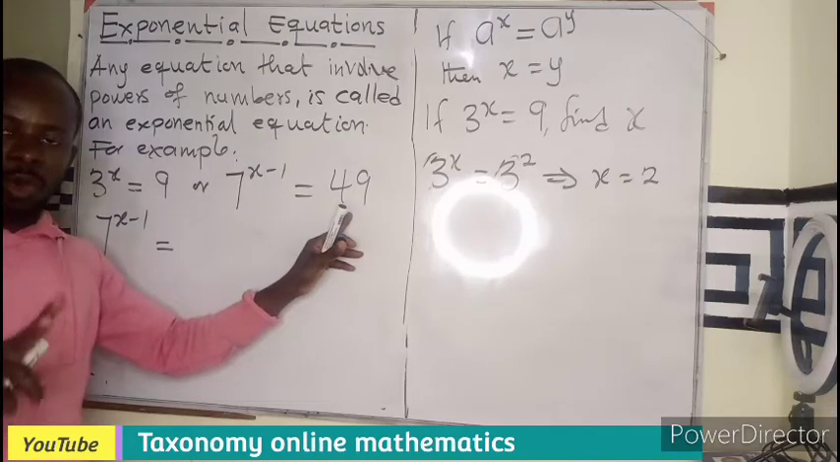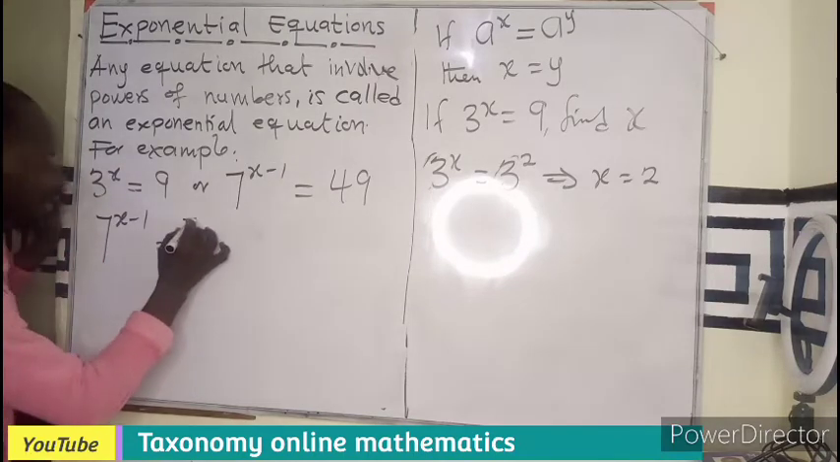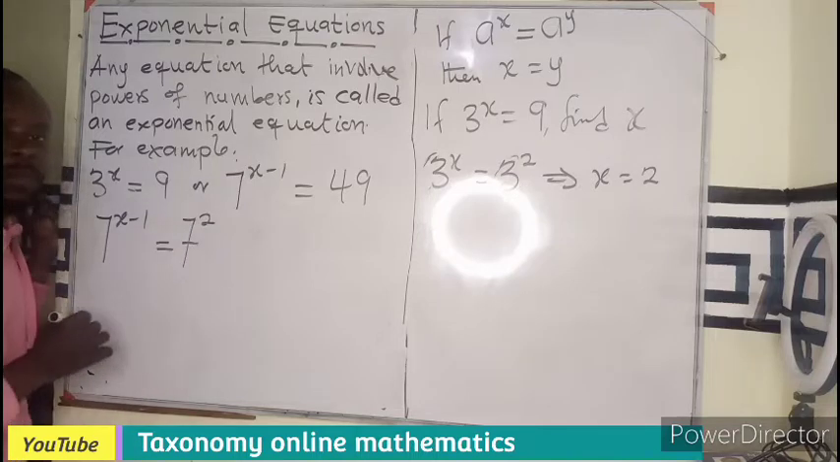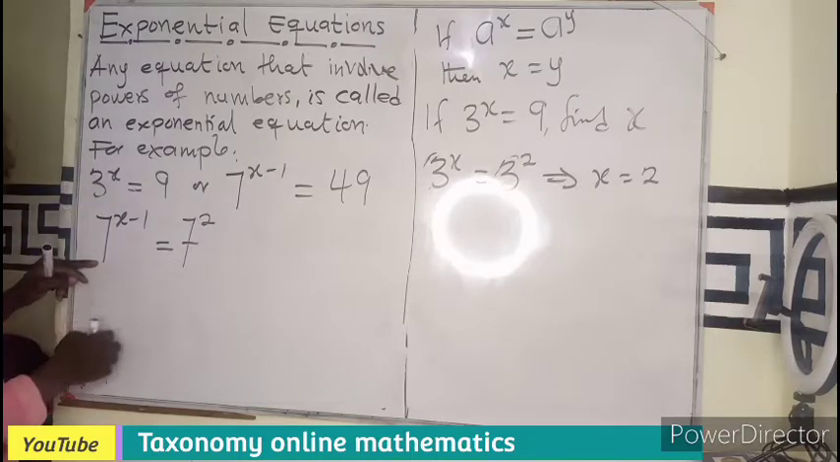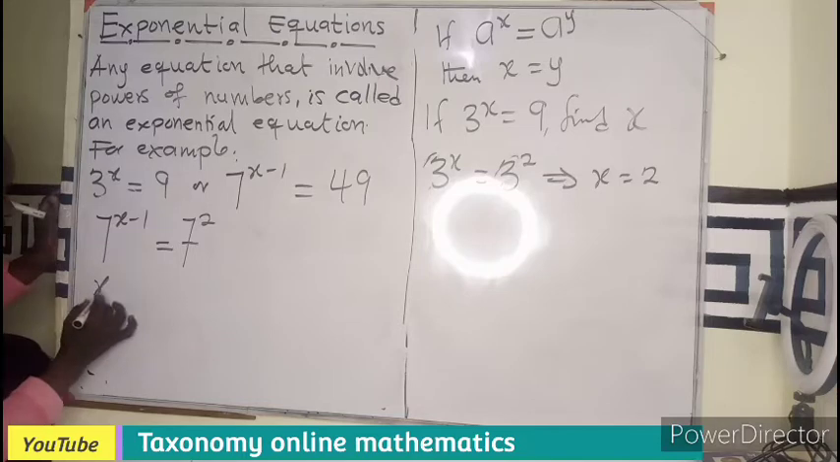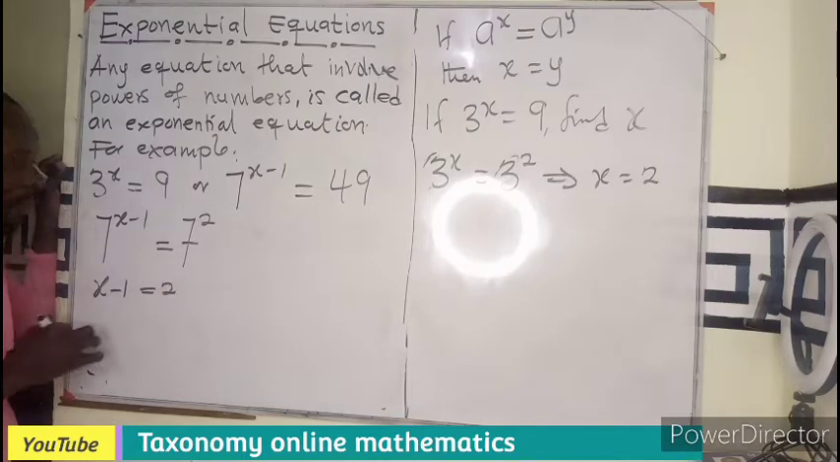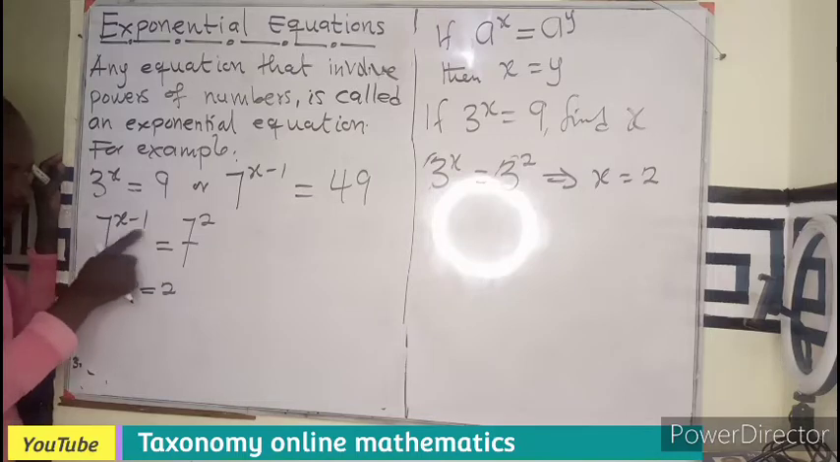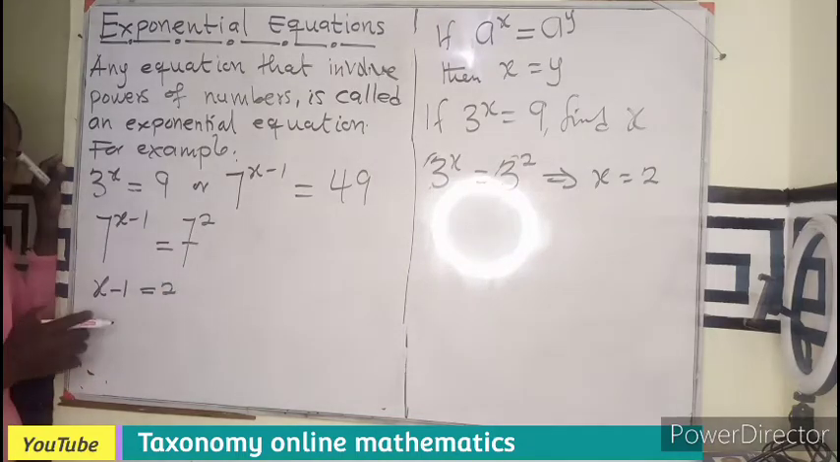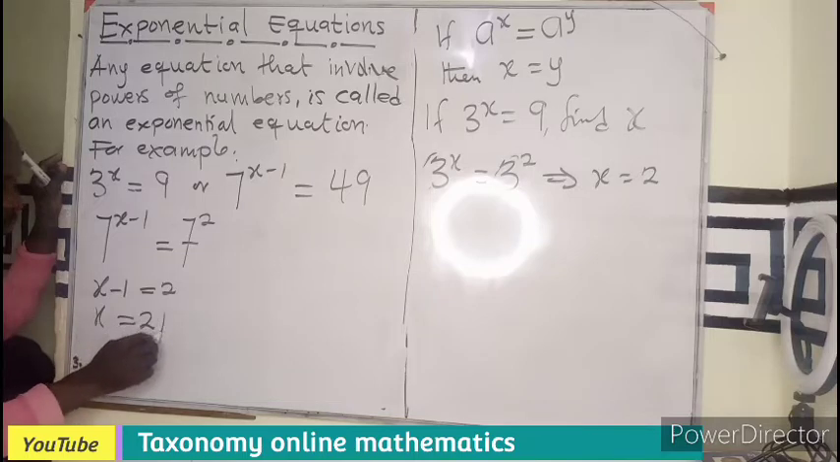And I believe you know 2. So that means 7 exponent 2. So if 7 equals 7, then our x minus 1 must also equal to what? 2. The whole of this exponent must equal the second exponent. Then you can see that this becomes an equation where this will move to give us x equals 2 plus 1. So x equals to what?